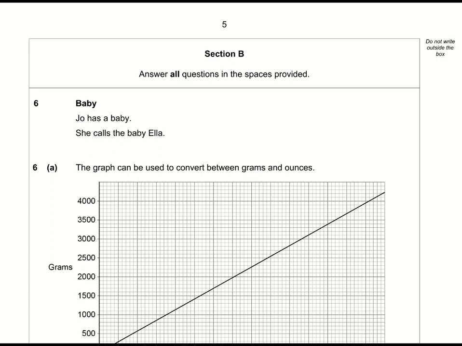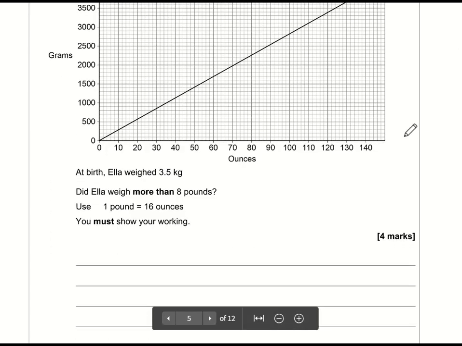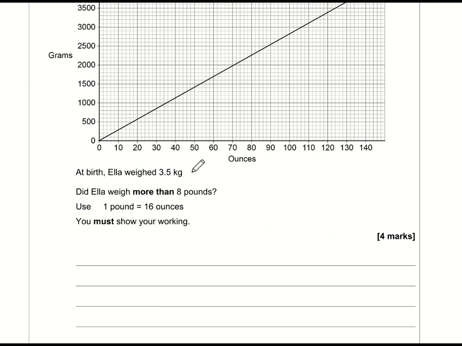So here's a question where we are comparing weights, grams and ounces. We know that at birth Ella weighed 3.5 kilos, and we want to know, did she weigh more than 8 pounds? Well, the problem here is we don't have pounds, we've got ounces, and we don't have kilos, we have grams. So first of all, we need to convert 3.5 kilos into grams. Remember that 1 kilo is 1,000 grams, so 3.5 kilos multiplied by 1,000 is 3,500 grams.